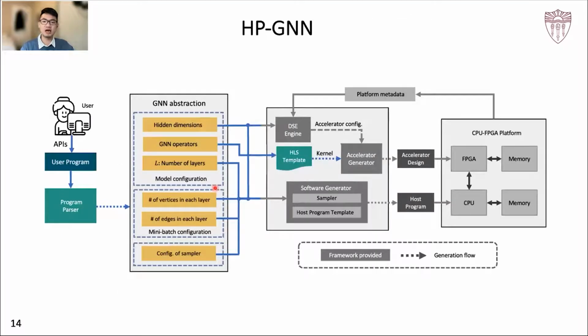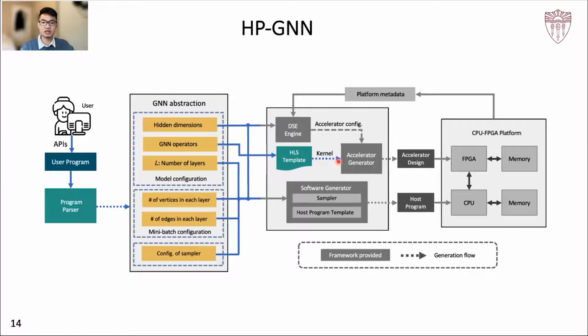So now we have our hardware template, or HLS template, designed based on the GNN computation abstractions. Users will specify the key parameters using our APIs, and this information will be merged into the HLS template. So information such as the scatter function, gather function, and so on and so forth, is merged to produce a kernel.